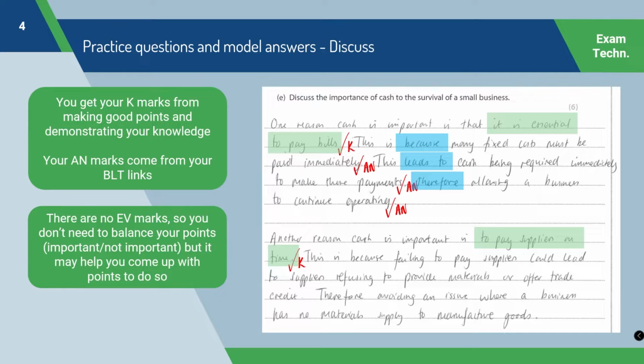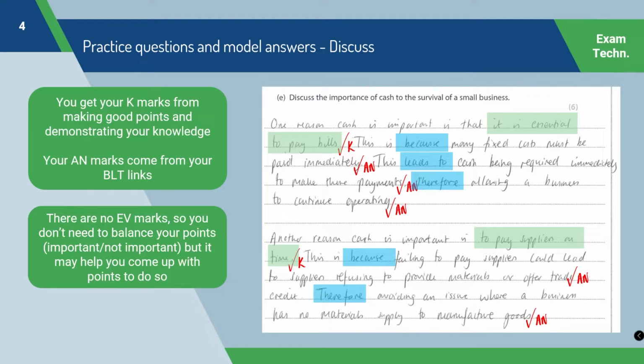This is because failing to pay suppliers could lead to suppliers refusing to provide materials or offer trade credit. So I'd say that whole thing is one development strand. I wouldn't give 1 development for the provide materials or offer trade credit. Therefore, avoiding an issue where a business has no materials to manufacture the goods. Again, that's another point. The student usually would naturally go on to say allowing them to keep on selling, but it's not needed. We've got enough links here.